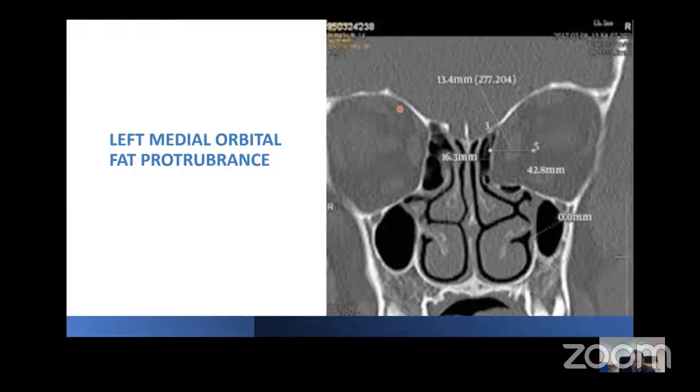Now let us focus on to the orbit and the medial orbital wall. On the right side, the coronal CT scan shows a normal lamina papyracea. On the left side, we can see the lamina papyracea is pushed medially. There is fat protrusion into the ethmoidal sinus. Again, this is a high-risk situation. When we put the instrumentations, we can very easily get into the orbit, into the fat, and even catch the medial rectus. And this can lead to severe diplopia and devastating complication for the patient.